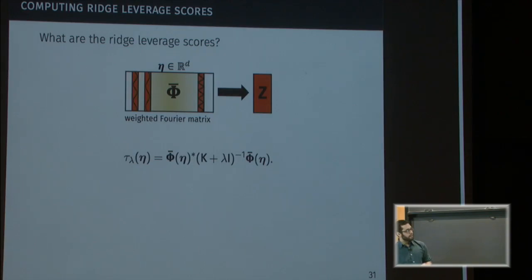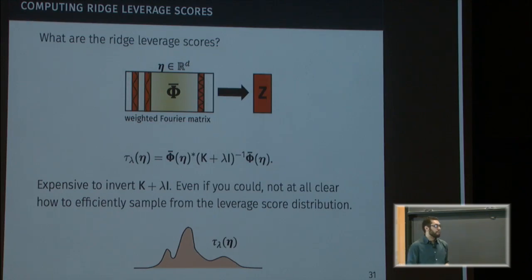Okay, so now let's look at the definition of ridge leverage scores. Instead of just looking at the squared 2 norm of phi bar of eta, which is phi bar of eta star times phi bar of eta, I instead do that quadratic form over K plus lambda I inverse. Okay? That gives me this ridge leverage score, which I denote tau lambda of eta.